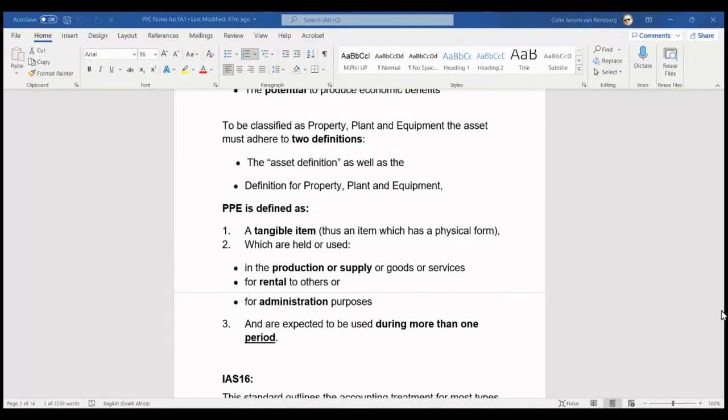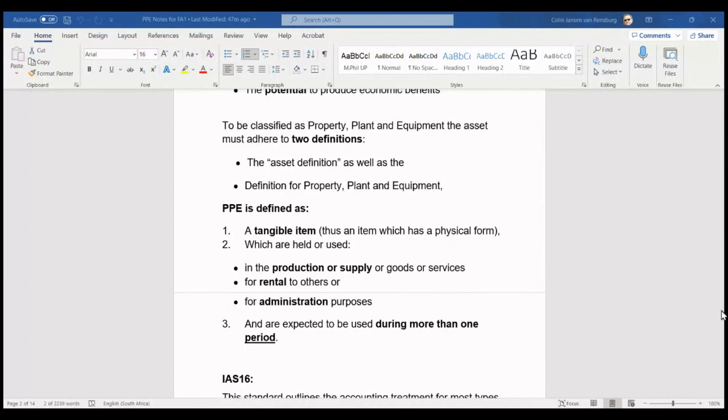So firstly, it is a tangible item. In other words, it has physical form. As I said, tongue in cheek, you can see it, you can kick it, you can lick it, you can kiss it, you can touch it. That is the point. So it's a physical item. If it's not a physical item, ladies and gentlemen, then it cannot qualify as property, plant and equipment. I can give you two examples of non-current assets that are not tangible, but are still part of your non-current assets, even though not part of property, plant and equipment.